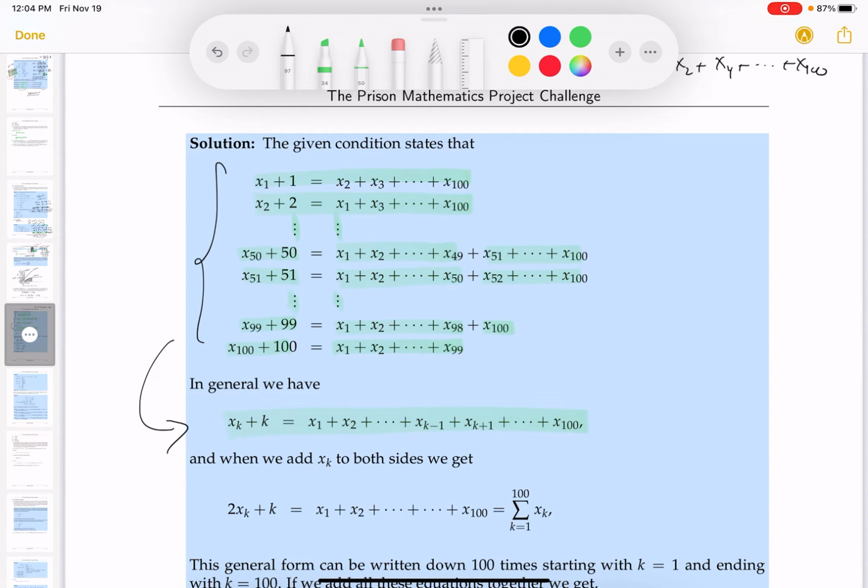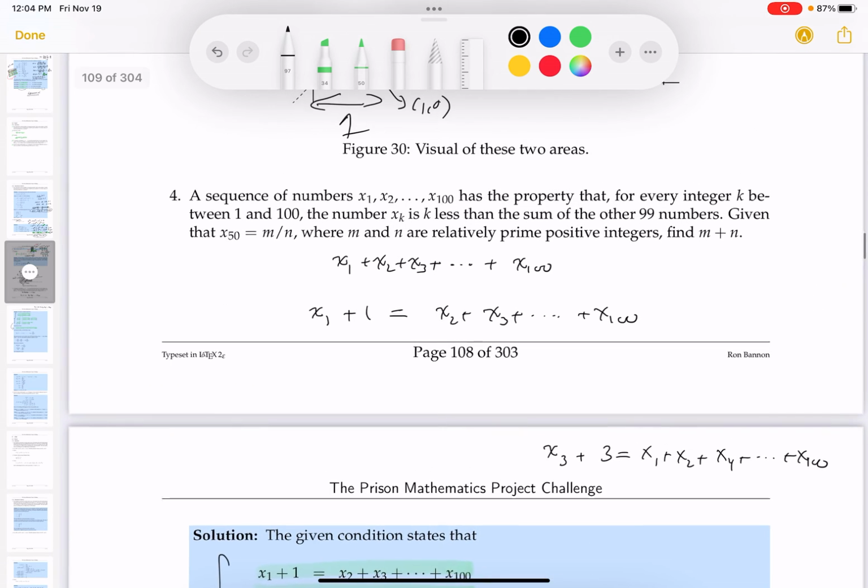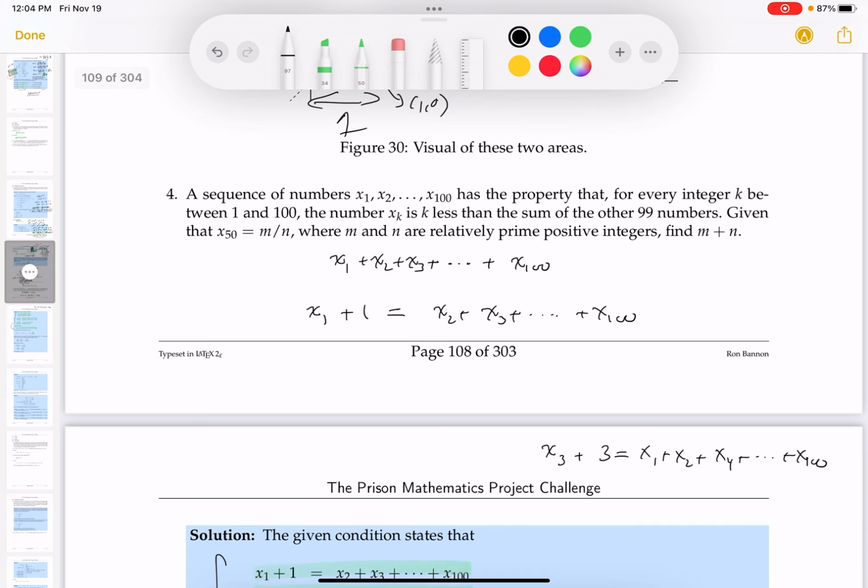All right? So now comes a tough problem. You've got to read it. I want to see if there's anything I missed over here. Sequence of numbers, blah, blah, blah. For every k, I got that part covered. Given x50 equals m over n, where m and n are relatively prime positive integers. So let me make sure you know what that means. x50 is a fraction where m and n are integers in lowest terms. They're positive too.